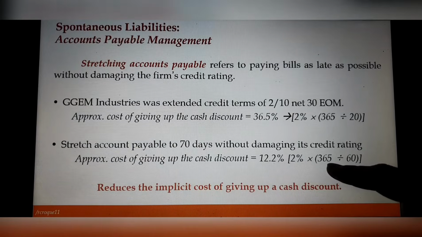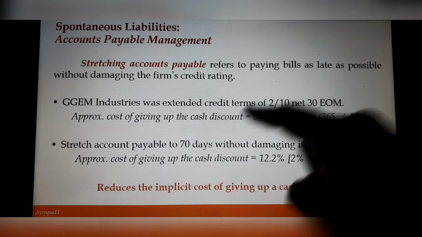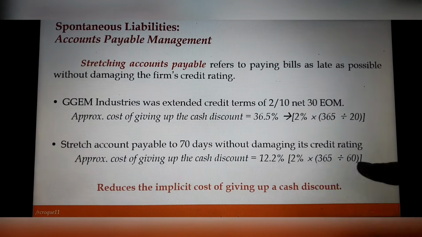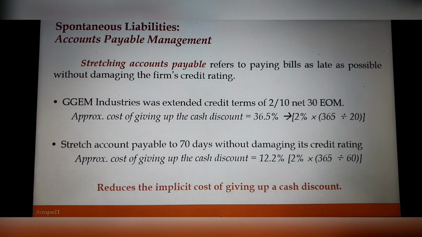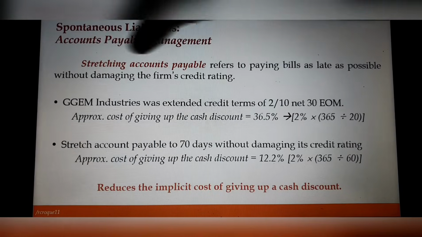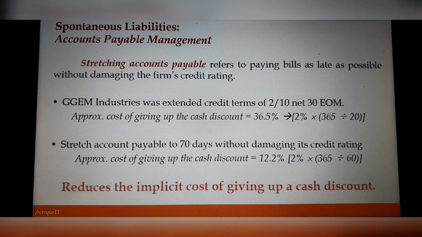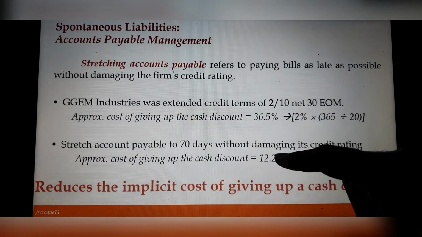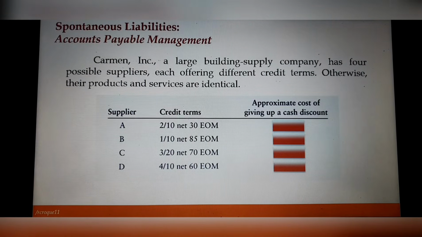So 2% times 365 over 60. Because we stretched to 70 minus the 10-day discount period, that would be 60 days delayed. So 12.2%. Meaning, if we stretch the accounts payable, that really reduces the implicit cost of giving up the discount. So, it is easier for us to just give up the discount. Okay. So, let's take a look at this example.